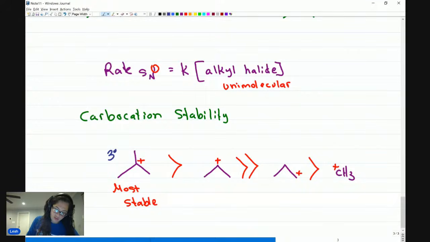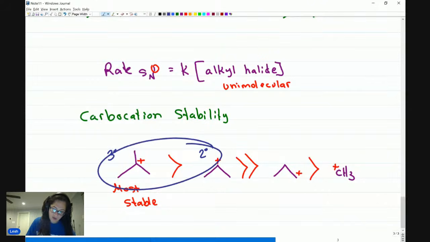So this is tertiary. It has 3 surrounding groups, and in the homework article, I actually talk about moral support and explain it in a little more detail. This is secondary, so it has fewer supporting groups. It's slightly less stable. I put 2 of these to show that the difference from here to here is a little bit, but this is night and day.